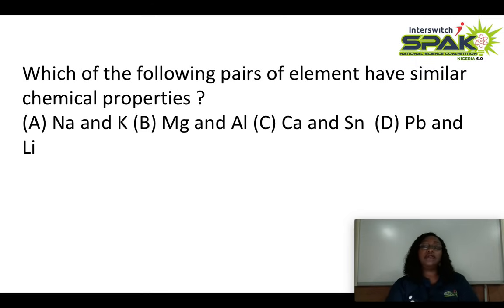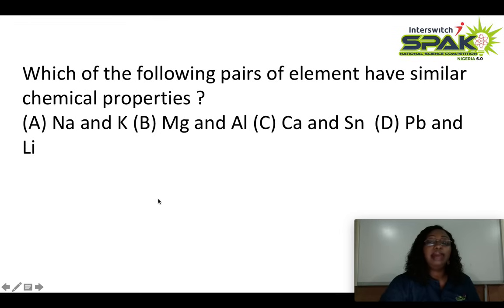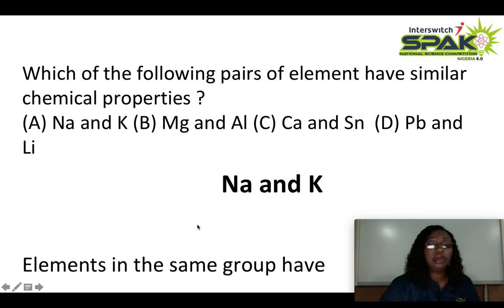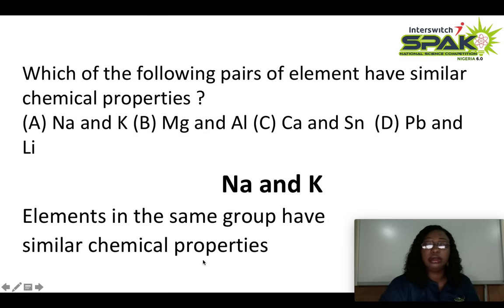Which of the following pairs of elements have similar chemical properties? We have sodium and potassium, we have magnesium and aluminium, we have calcium and tin, we have lead and lithium. Now, elements in the same group are expected to behave the same way. So if you look at it, the answer should be sodium and potassium. Sodium and potassium, elements in the same group, have similar chemical properties.